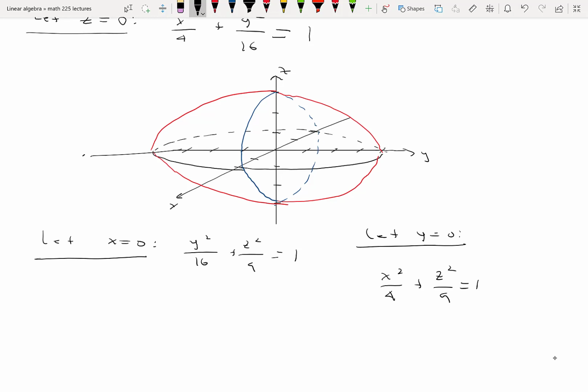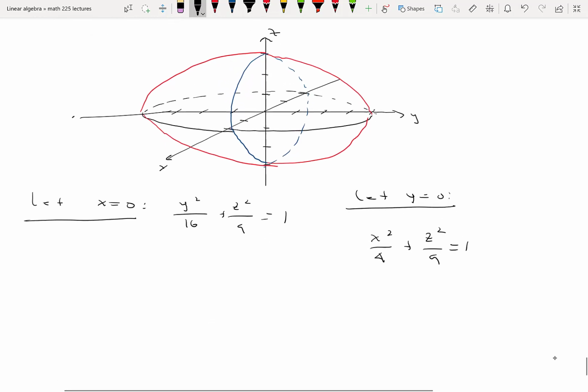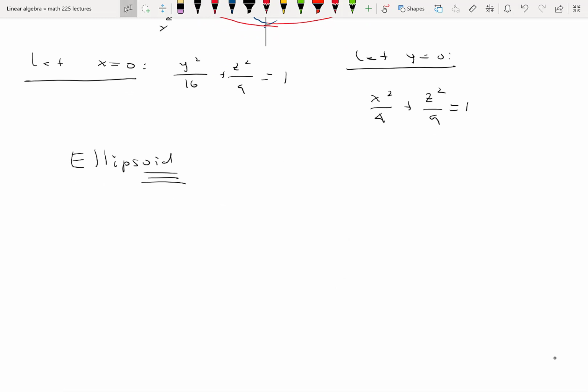I sort of see a really kind of cruddy looking football. We don't call it a football. We call it an ellipsoid. What does oid mean? Well, part of the word means like. It's like an ellipse, ellipse-like. So the cross sections, the traces, are all ellipses.